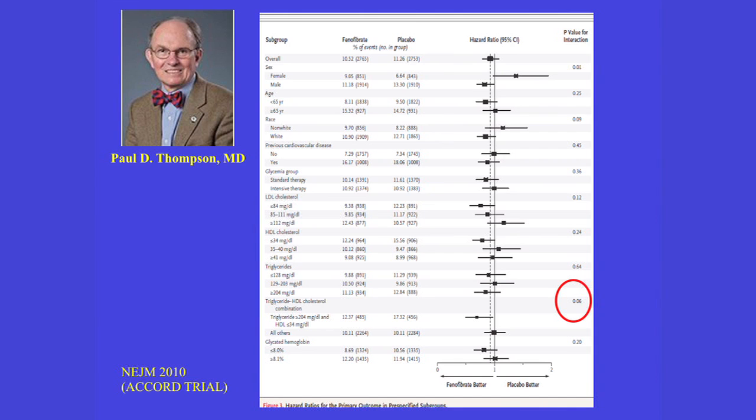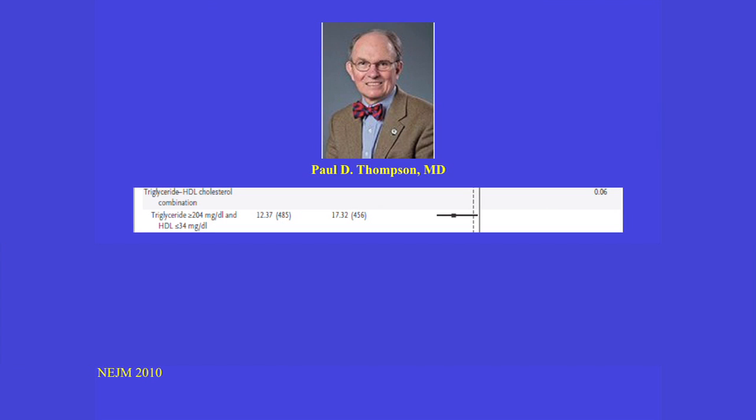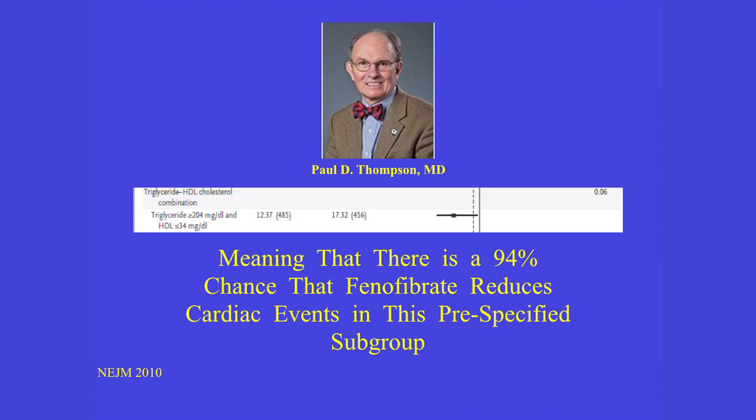He's pointing out that in this pre-specified subgroup, which isn't fair, because once you look at subgroups, you've broken the randomization, so it's really completely unfair to even look at subgroups, but okay, you look at subgroups and you get a p-value of 0.06. If you just look at patients with HDL less than 34 and triglyceride greater than 204, you don't get a 0.05, you get a 0.06, and so that means that there's a 94% chance that the fenofibrate reduces cardiac events in this pre-specified subgroup. Well, everybody here knows that's not true, because nobody raised their hand for that question. It's completely false.